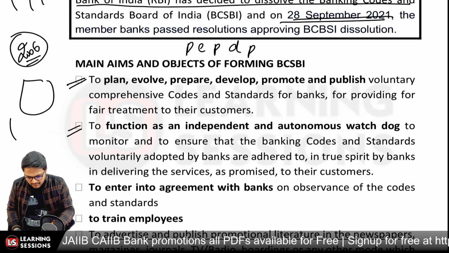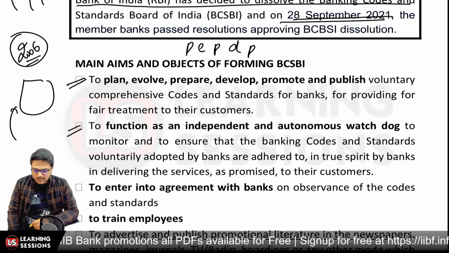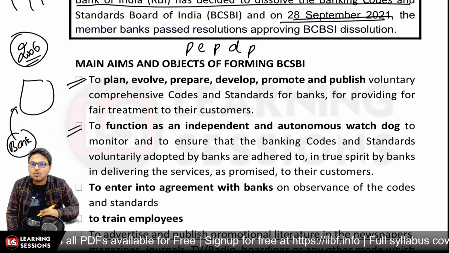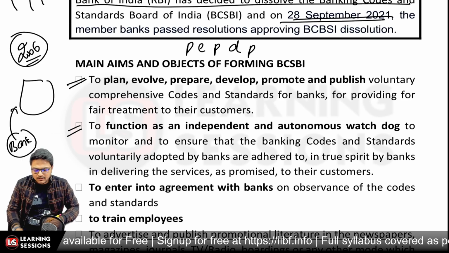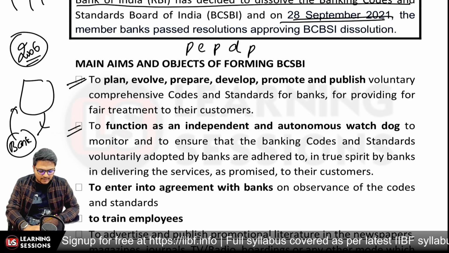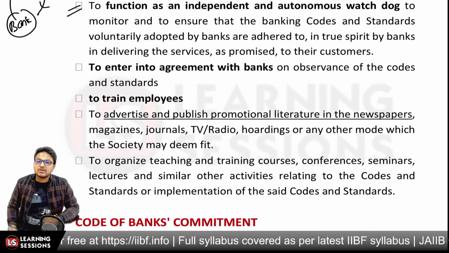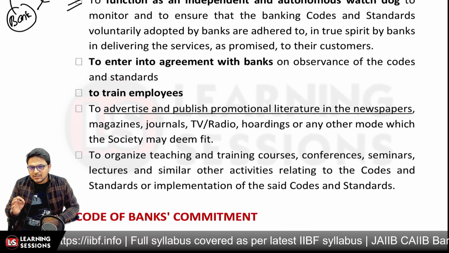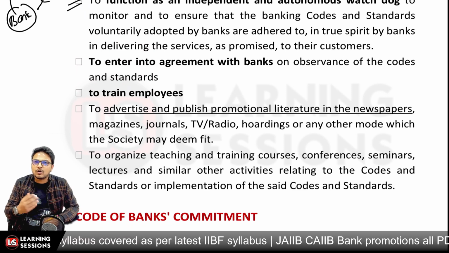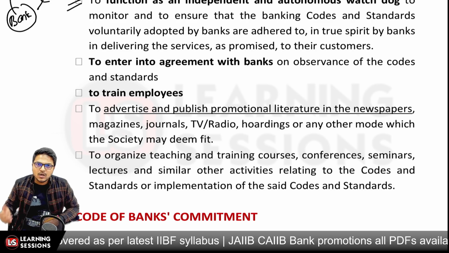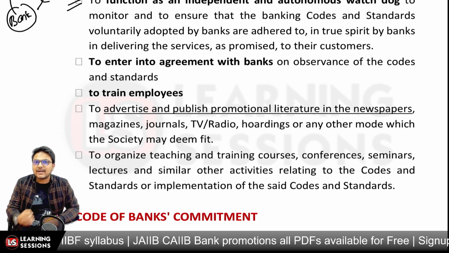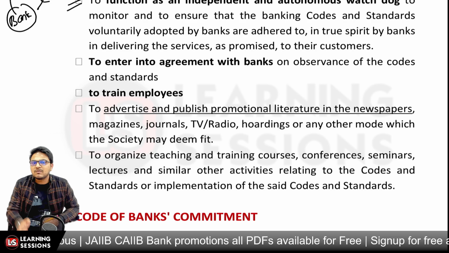Let's say BCSBI is there and some bank joins as a member, so there will be an agreement between this bank and BCSBI that the bank will be following the code's minimum standards, right? Further, BCSBI will be training the employees on these minimum services that you have to offer and how you have to deal with your customers. The minimum standards will also be advertised and promoted through newspapers, radio, magazines or hoardings, which will have an impact on society, that these are your rights, these are the minimum standards which the banks must be following, right?